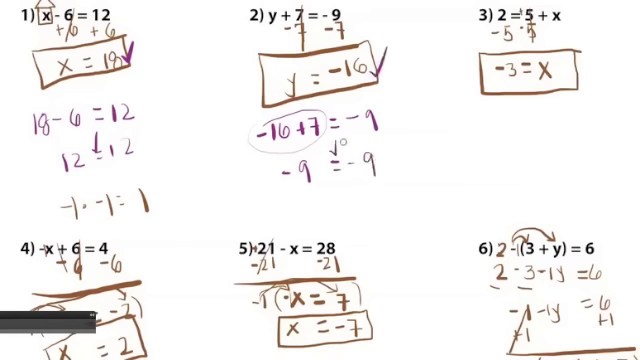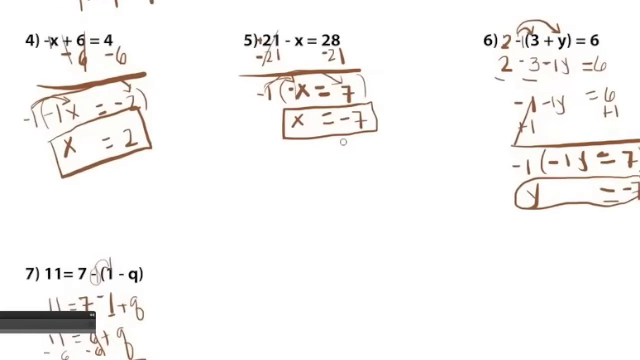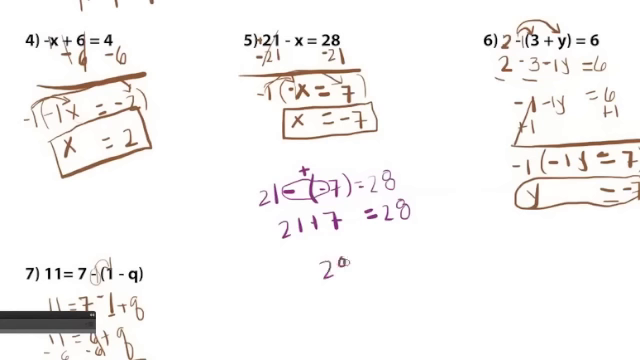Okay? Even with the more difficult problems, look at number 5 here. I have x is negative 7, so wherever I see an x, I'm going to plug in negative 7. So I have positive 21 minus, I have an x, so negative 7 equals 28. Remember, this combination right here, my friends, is really a plus. Does 21 plus 7 equal 28? Yes, it does. So we know that's a good answer there.